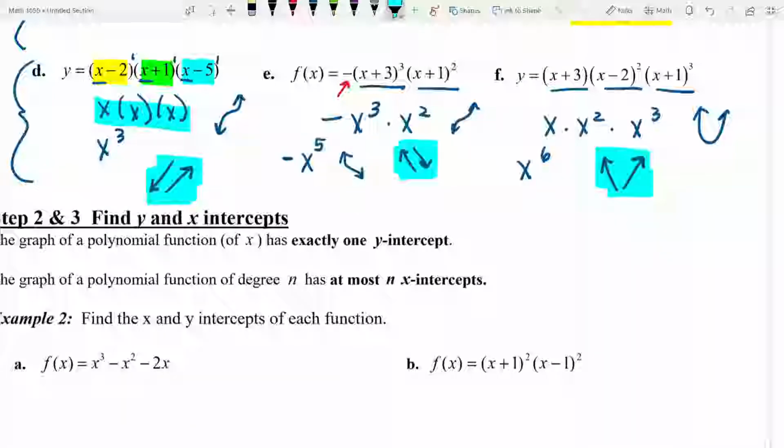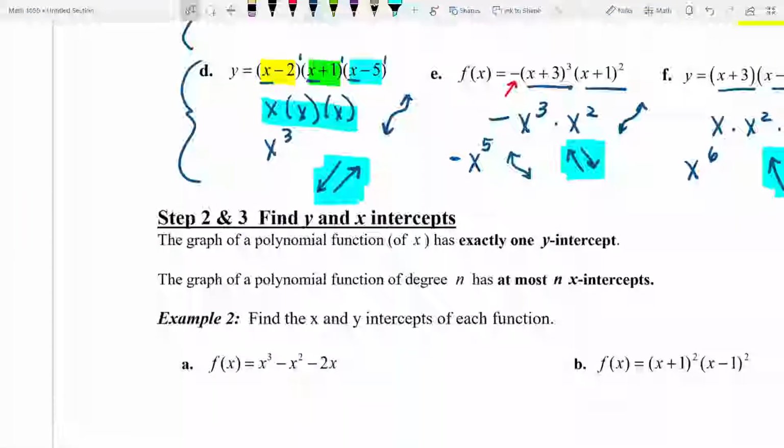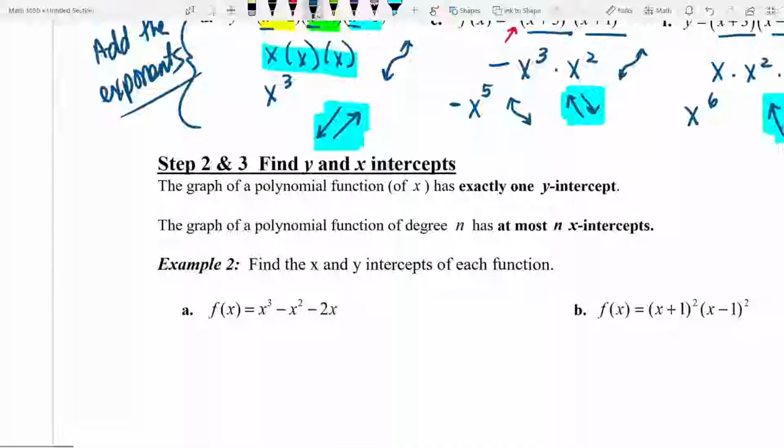Who says, totally good, got it? Let's see. Okay, great. Aside from D, E, and F, I want you to write this down. Add the exponents. So it's not multiplied out like D, E, and F. You have to do it piece by piece by piece. Okay? X and Y intercepts.